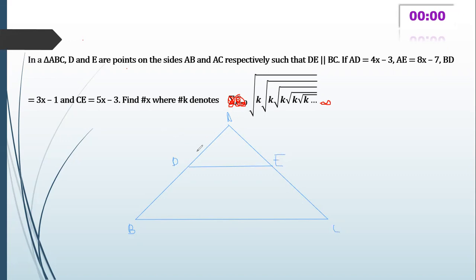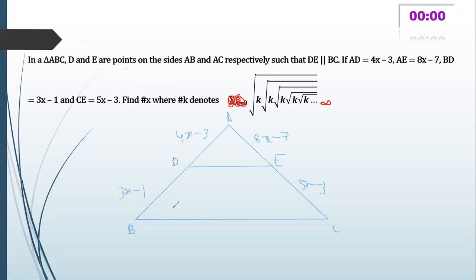Now it is very simple. AD is 4x minus 3. AE is 8x minus 7. EC is 5x minus 3. Okay, so my writing is getting bad. And BD is 3x minus 1.